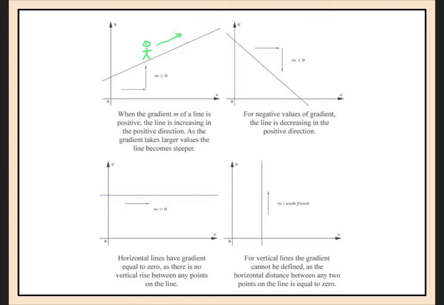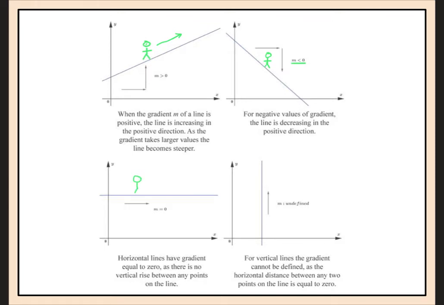Now for the negative gradient, a gradient that is negative, if I were to draw a stick figure, and again, it's walking the line on the right side, that means that it's going down, right? And since it's going down, it's decreasing, so that means that the value of the gradient is going to be negative, as shown here, that the gradient m is less than 0.